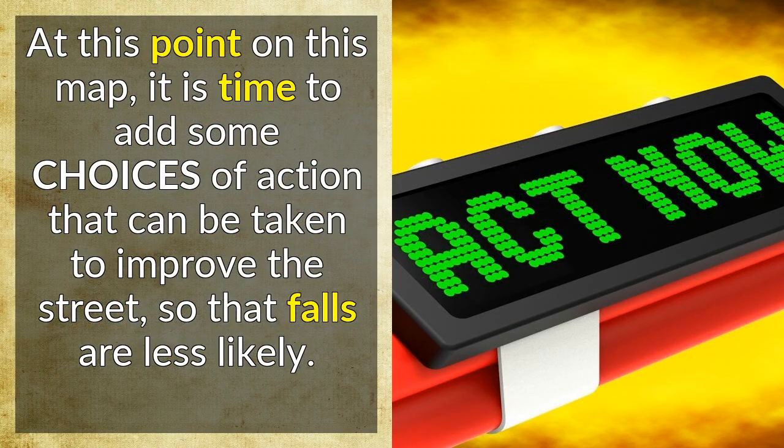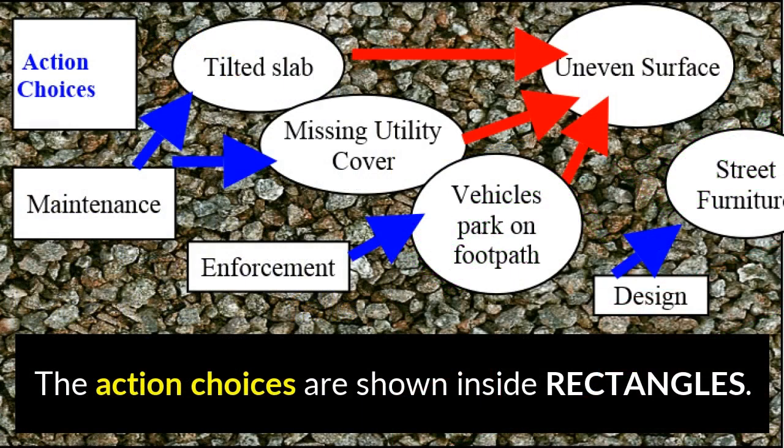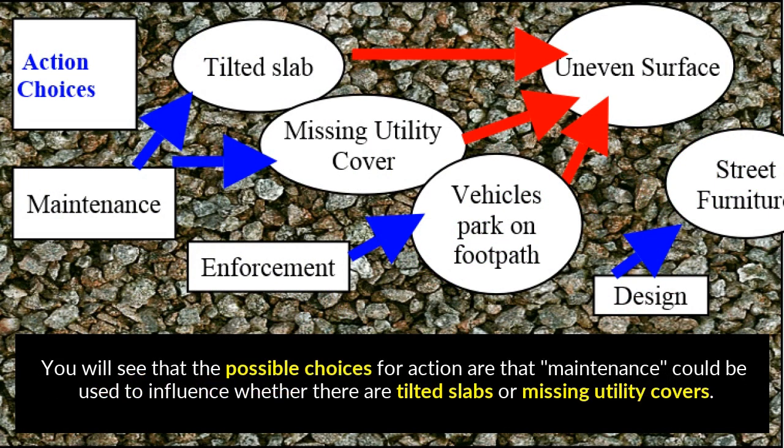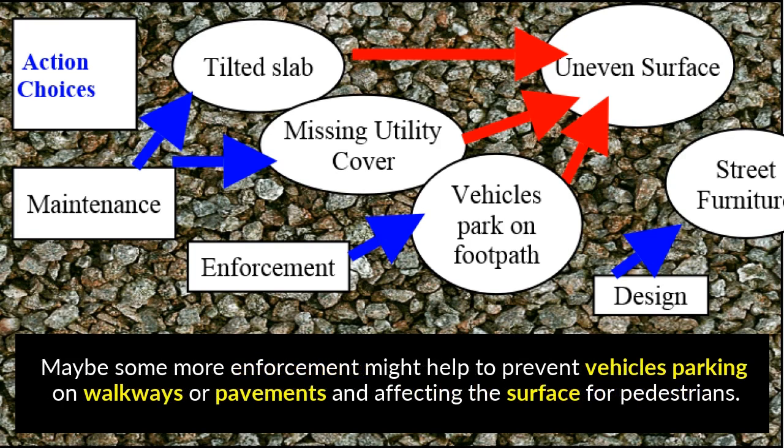At this point on this map, it is time to add some choices of action that can be taken to improve the street, so that falls are less likely. The action choices are shown inside rectangles. You will see that the possible choices for action are that maintenance could be used to influence whether there are tilted slabs or missing utility covers. Maybe some more enforcement might help to prevent vehicles parking on walkways or pavements and affecting the surface for pedestrians.